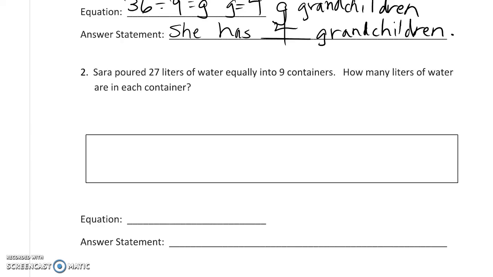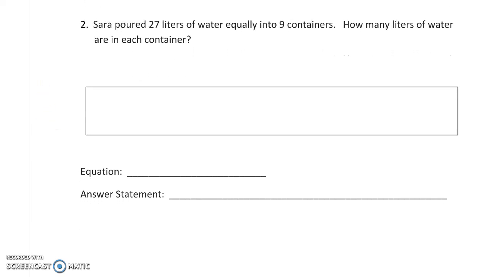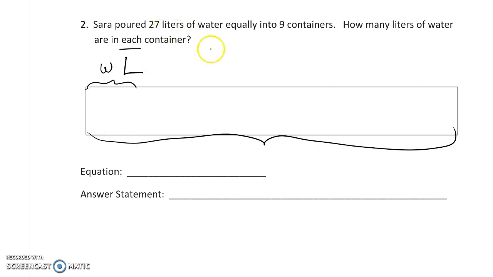Number 2, same idea. Sarah poured 27 liters of water equally into 9 containers. How many liters of water are in each container? Okay, so that word each is in the question, so this is going to be our unknown. Okay, let's just label it W liters. We know the total, 27 liters. We have 9 containers.